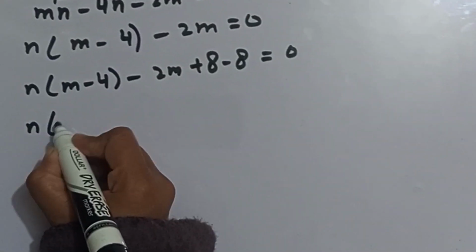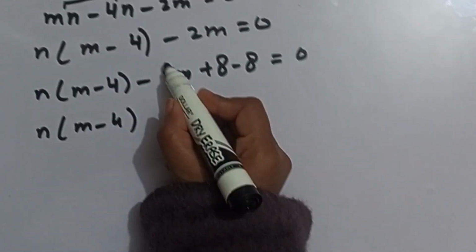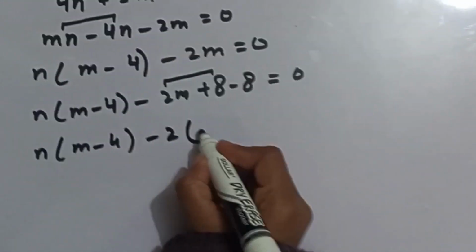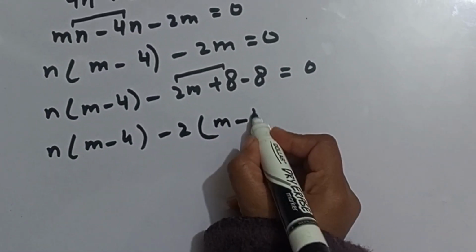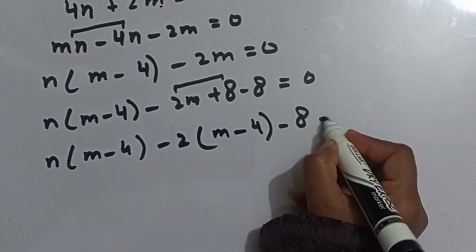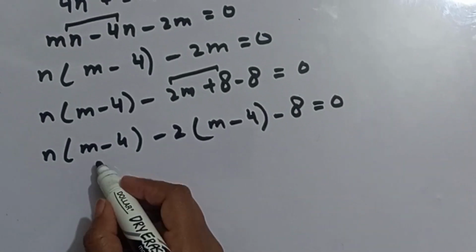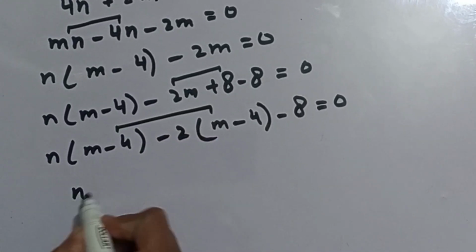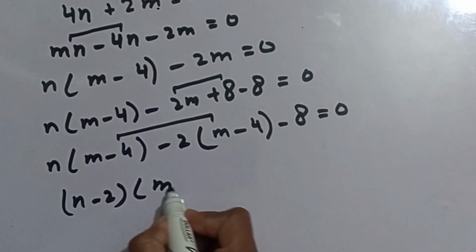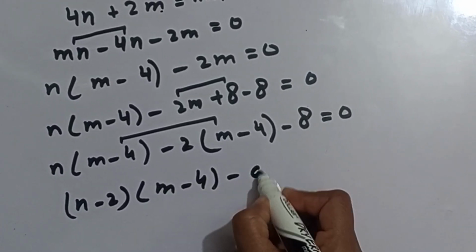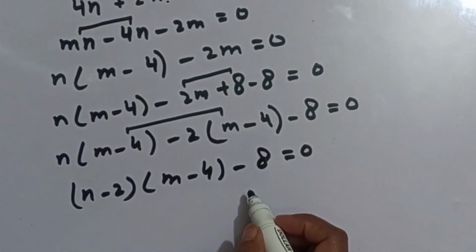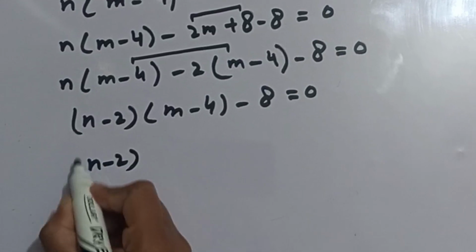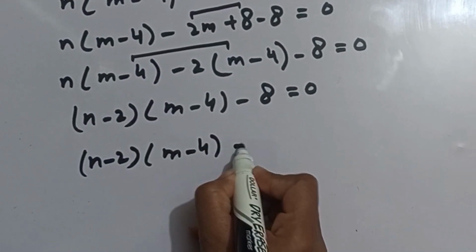Now this is n multiplied by m minus 4. Look at these two terms. Here we factor out minus 2 and the remaining is m minus 4, and this is minus 8, is equal to 0. So we write this value as n minus 2 multiplied by m minus 4, minus 8, it's equal to 0. In the next step we add 8 on both sides of this equation. Then we get n minus 2 multiplied by m minus 4, it's equal to 8.